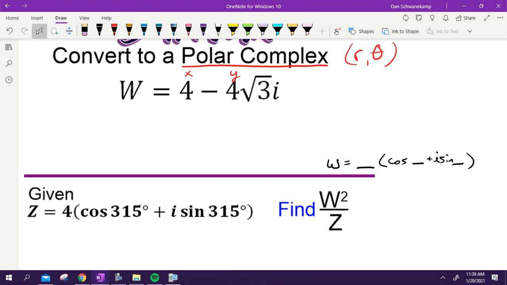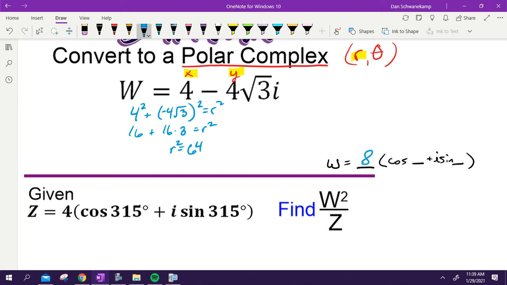We've got X and Y. We're trying to get R and theta. What can I do to go from X and Y to get me R? Pythagorean Theorem. So that's what we're going to do. 4 squared plus, you can throw the negative in there. The negative's not going to matter though because I'm squaring it, equals R squared. 4 squared is 16. Negative 4 squared would be 16. Radical 3 squared would be 3 equals R squared. So R squared is going to be 64. So what number is going in front of my parentheses? 8. That is my radius.